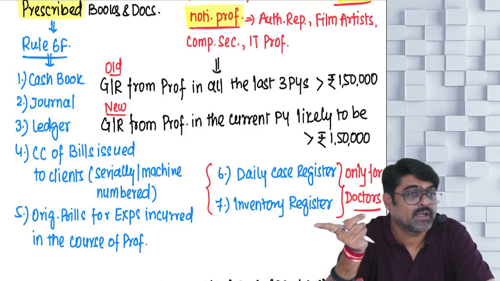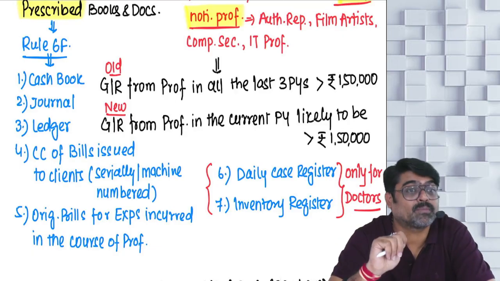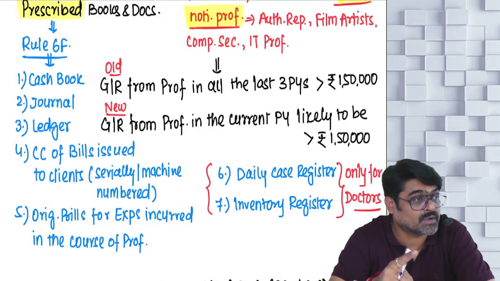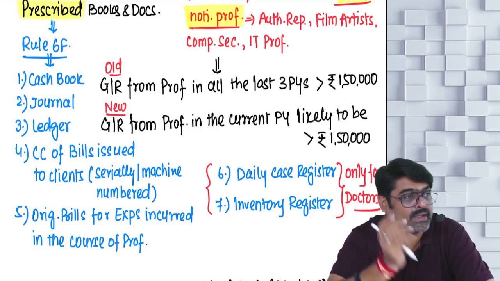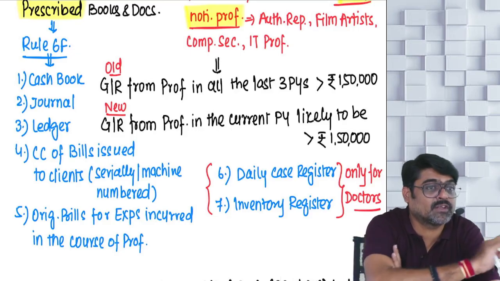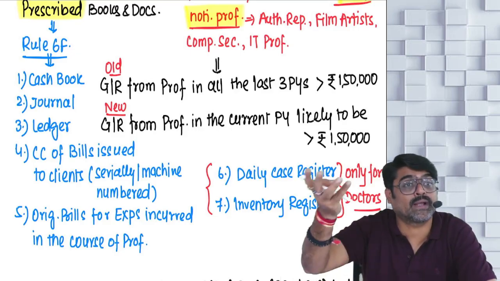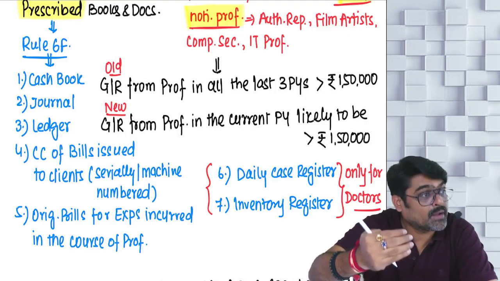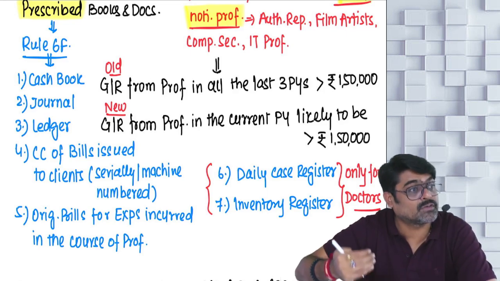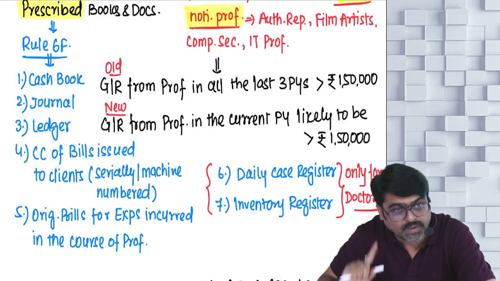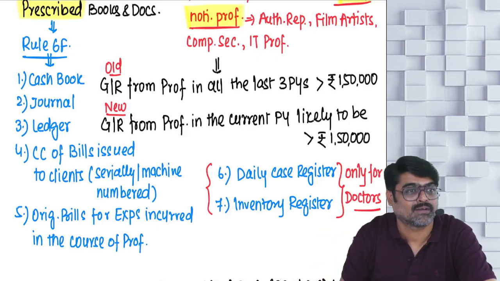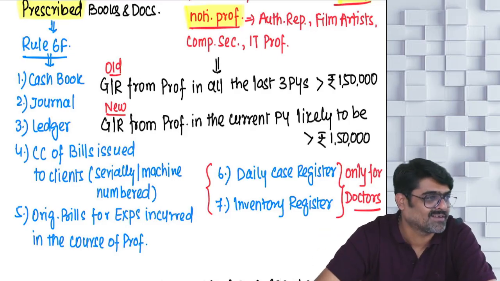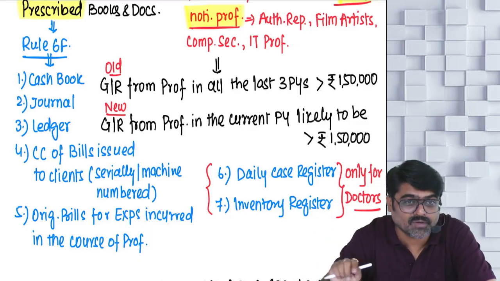So you will have to say Raman is engaged in specified profession as per section 44AA subsection 1. His last 3 years gross receipt this much, this much, this much. Every year gross receipt was more than 1,50,000. So in this year, Raman is compulsorily required to maintain the following books and documents prescribed in Rule 6F: 1, 2, 3, 4, 5. Don't write 6 and 7 because Raman was not a doctor. Understanding? So Raman will maintain 1, 2, 3, 4, 5.